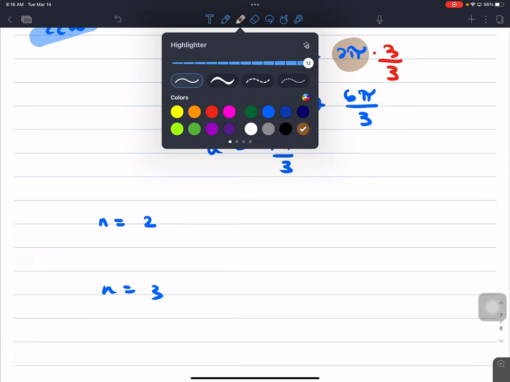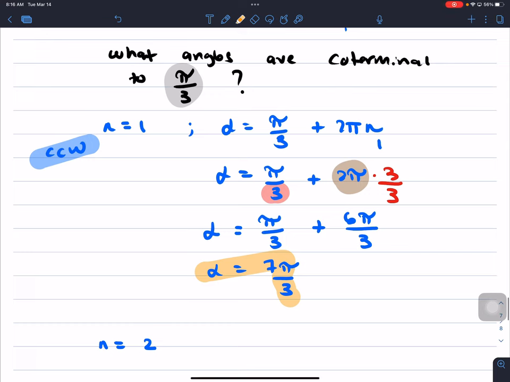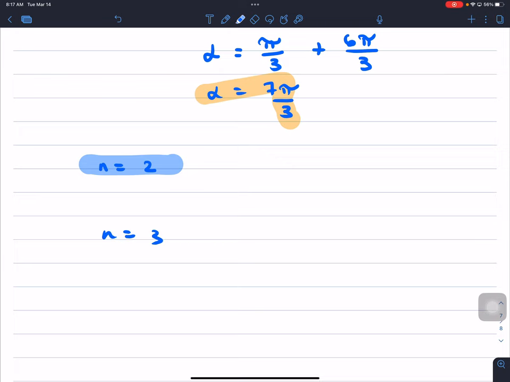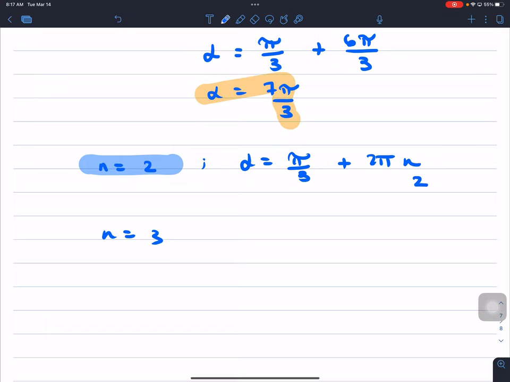Can you guys do that arithmetic? That's not too bad, right? So pi over 3 and 7 pi over 3 are said to be coterminal. What about n equal to 2? What do you get now? Alpha is pi over 3 plus 2 n pi, and now n is 2.